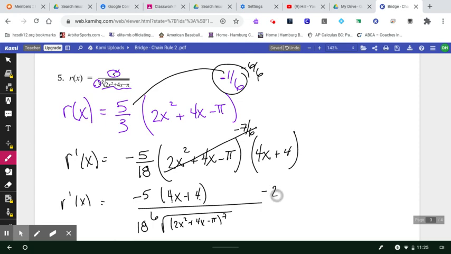So I have negative 20x minus 20 over 18 in that 6th root. And obviously I could pull out a 2 here and divide this fraction out as well and just simplify. Not that I need to at the moment, but you could do that.